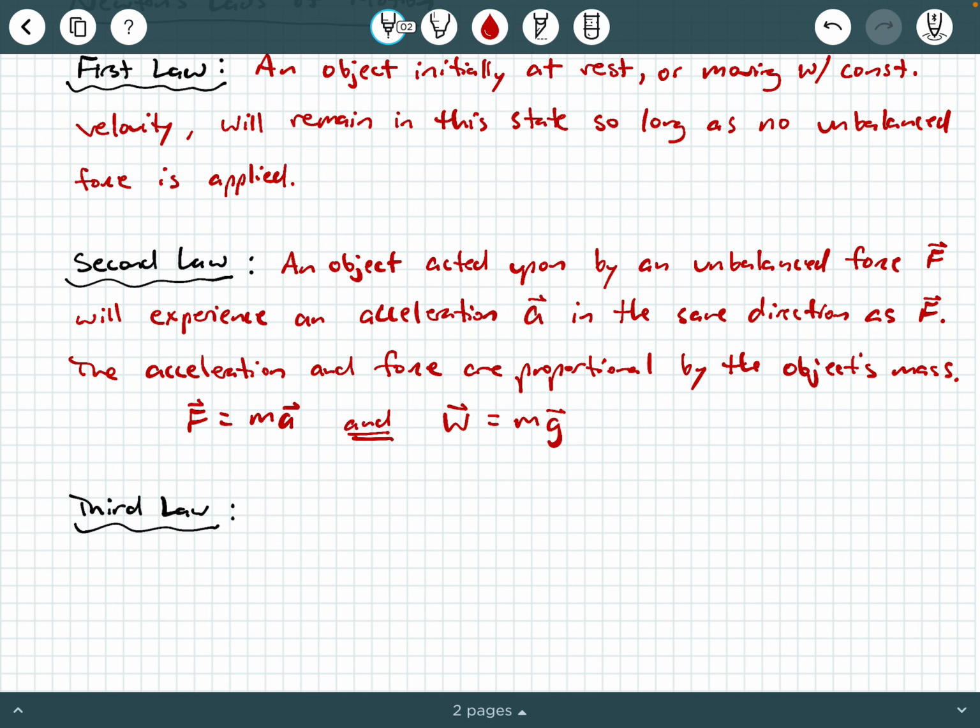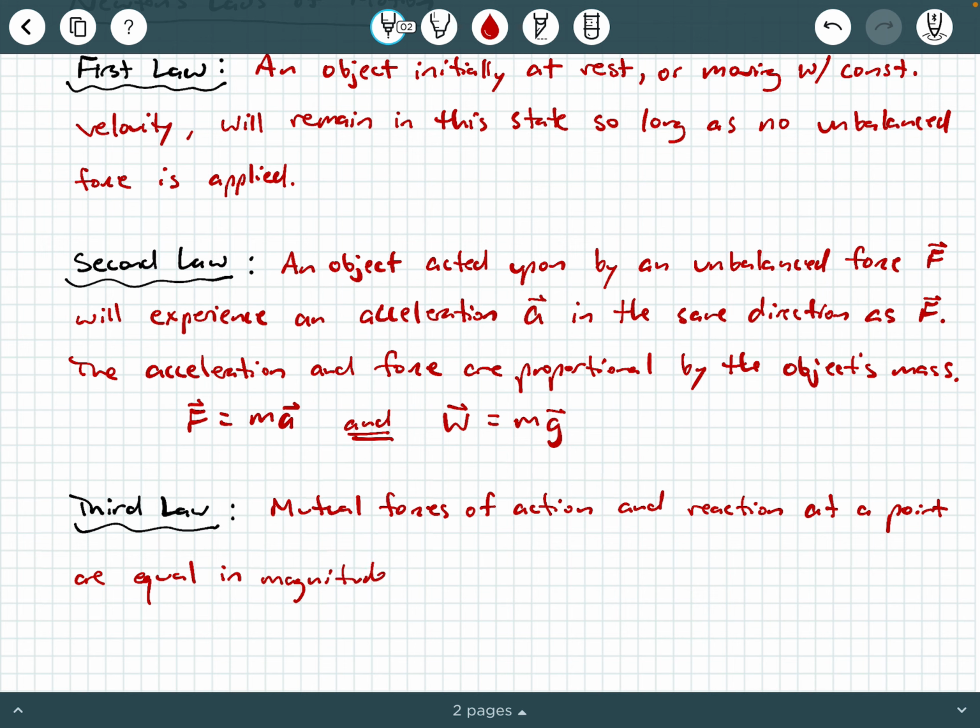So Newton's third law says that mutual forces of action and reaction at a point are equal in magnitude and opposite in direction and collinear when we're dealing with forces themselves, okay? So equal in magnitude, opposite in direction.